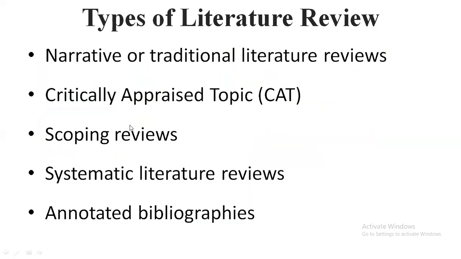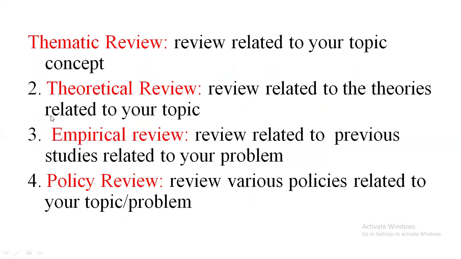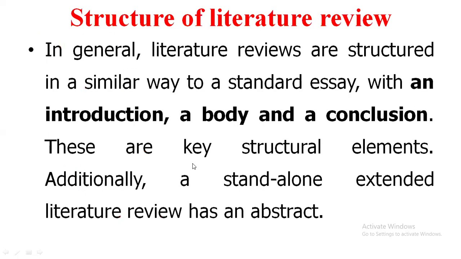Types of literature review: narrative or traditional literature review, critically appraised topics, scoping reviews, systematic literature reviews, annotated bibliographies. Thematic review relates to your topic concept, theoretical review relates to the theories related to your topic, empirical review relates to the previous studies related to your problem, and policy review covers various policies related to your topic or problem.